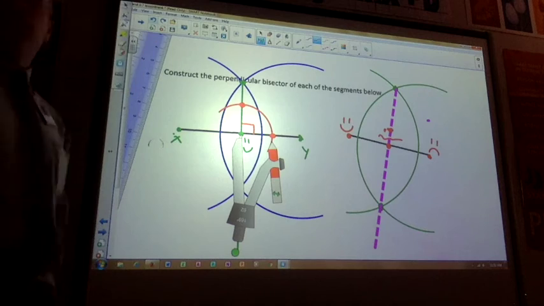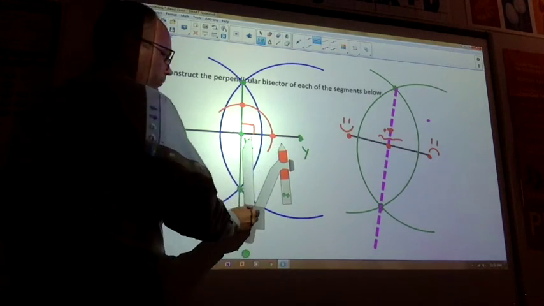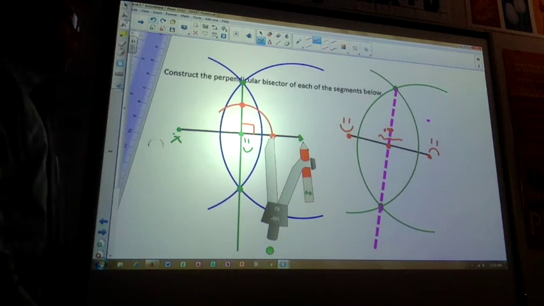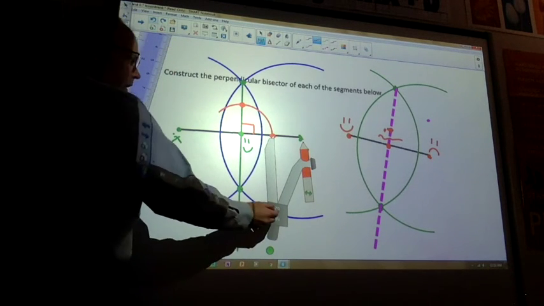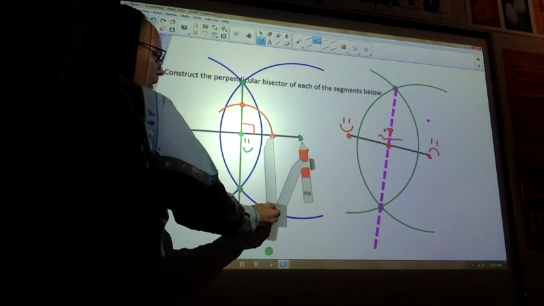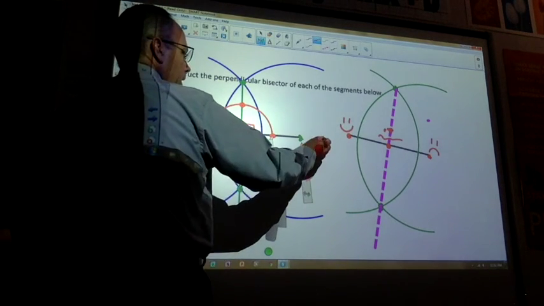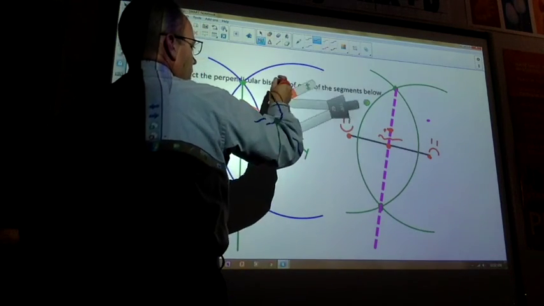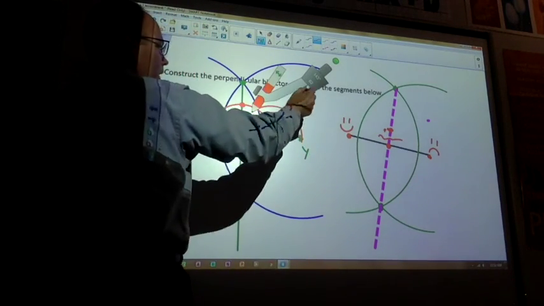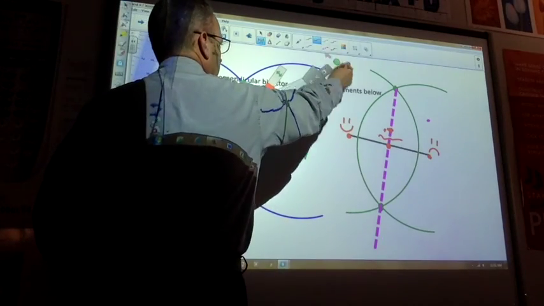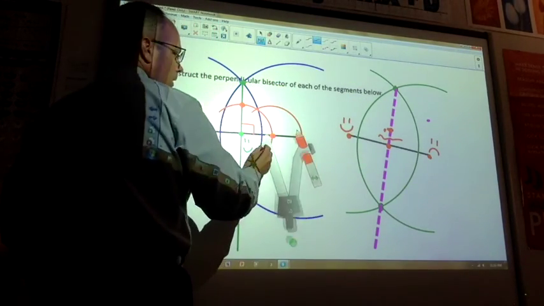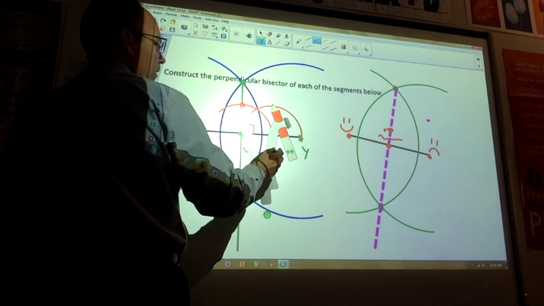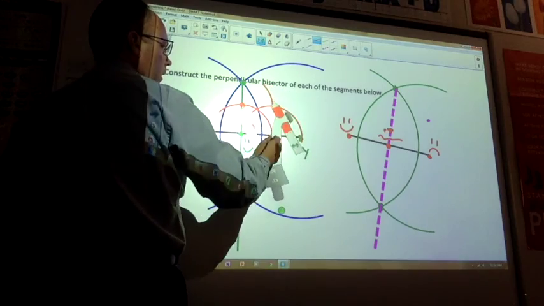What I'm going to do now, keep my compass the same distance. I'm going to put my pointy end on the corner, and I'm going to swing it up. Swing the arc. Okay? And then I'm going to keep my distance the same, bring my compass over to here, put my point on that, and I'm going to swing another arc.